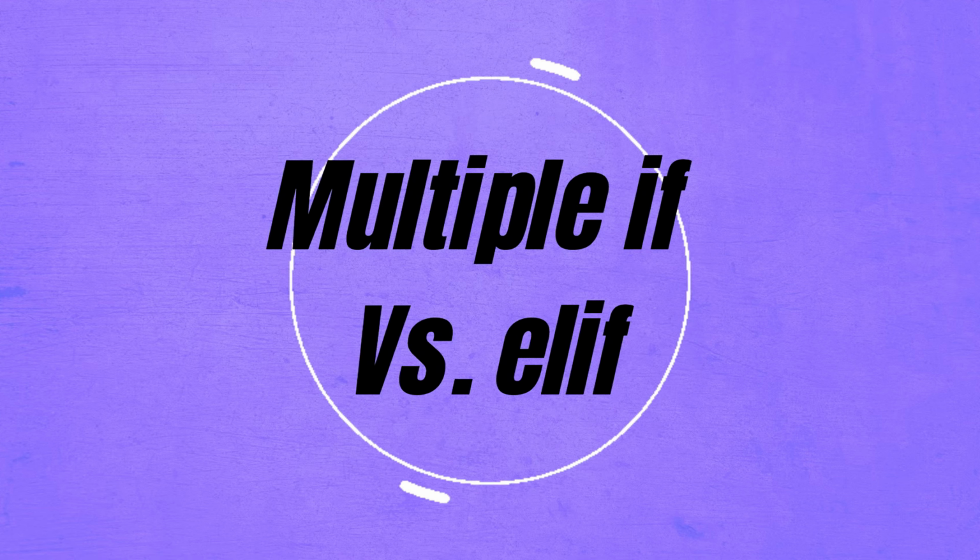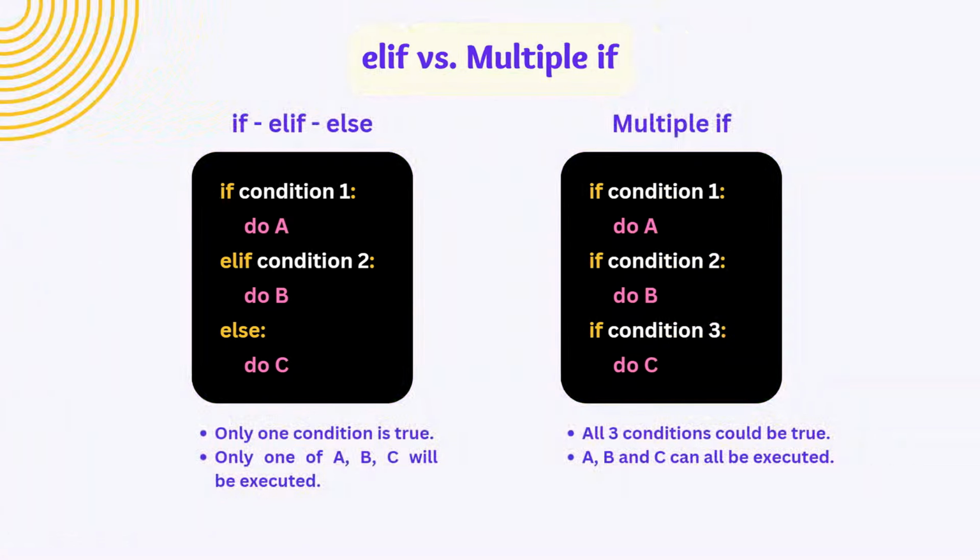Multiple if versus elif. What if you want to check multiple independent conditions? In that case, you can use multiple if statements. But what's the difference between multiple if statements and an if, elif, else structure? With if, elif, else, only one condition can be true. So only A, B, or C will run. Once a true condition is found, the rest are skipped.